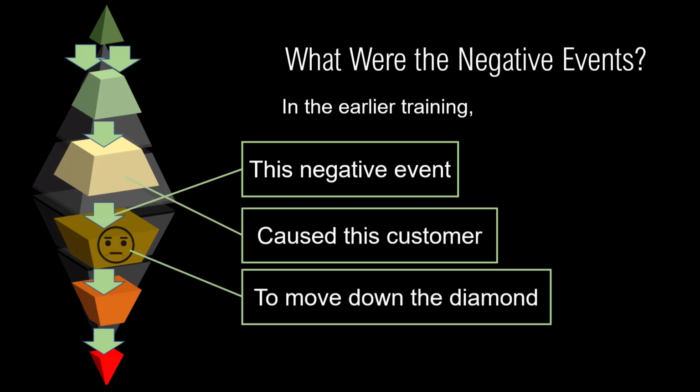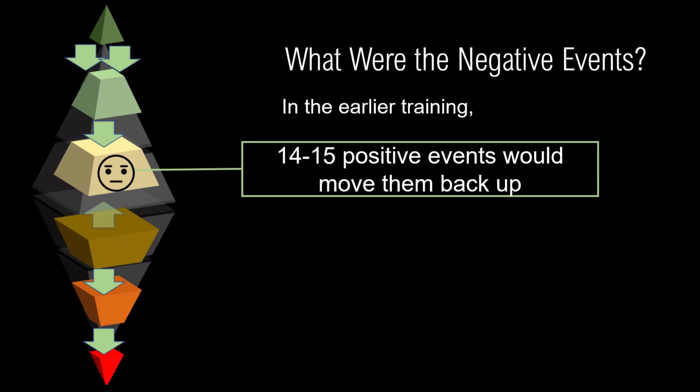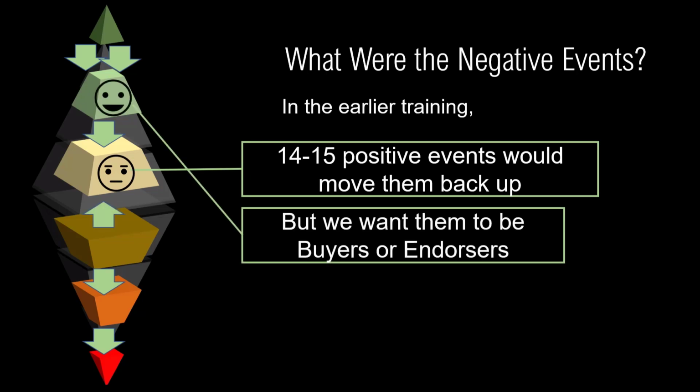In this case, they move from satisfied mute to dissatisfied mute, which means they move from the ranks of the satisfied to the dissatisfied. 14 to 15 positive events would move them back up, but only to the satisfied mute level, and we want them to be buyers or endorsers, so why didn't that happen? Here's the reason right here. There's a negative event that moved them from buyer to satisfied mute that we haven't addressed yet.